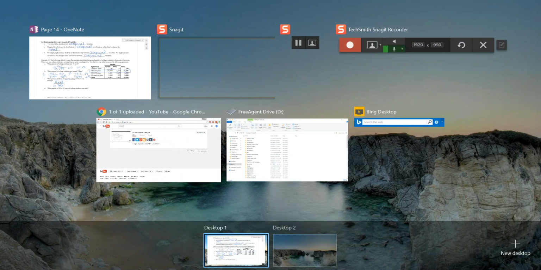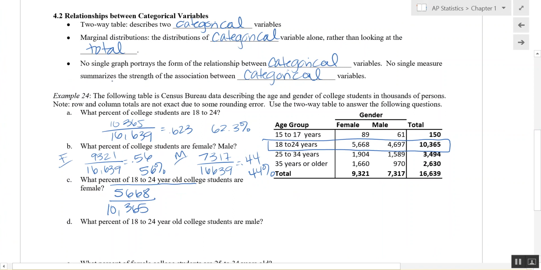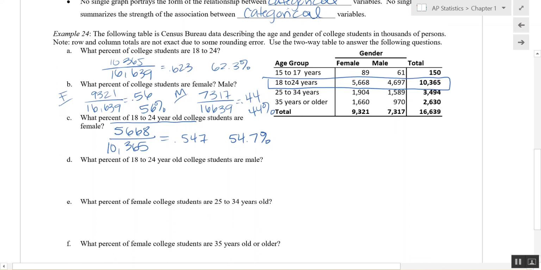That comes out to be 0.547, or 54.7%. The hard thing about these is just making sure you're dividing by the correct number. That's definitely the hardest part. Usually most students always get the numerator right. Dividing by the correct number is usually the hardest part.